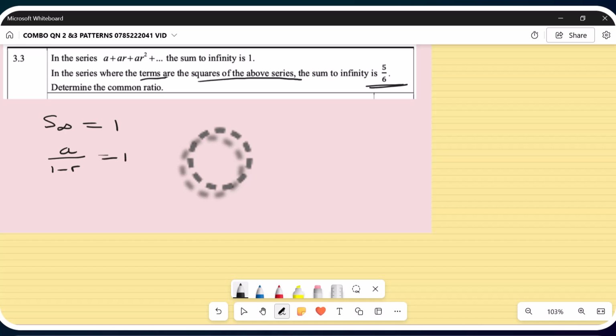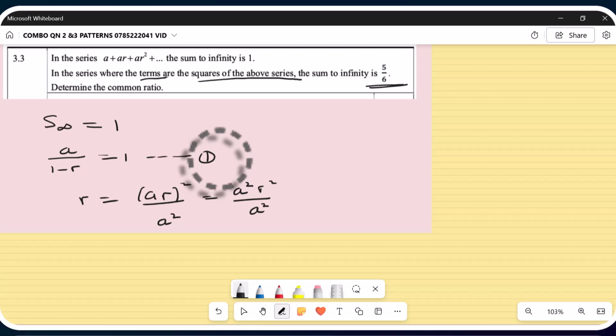Now this one, don't forget, should give me 5 over 6, right? From here, you can see from my equation 1 that a over 1 minus r gives me 1. So I'm going to put a 1 here, then times a over 1 plus r equals 5 over 6, right? So from here, again, if I simplify, what am I going to do?